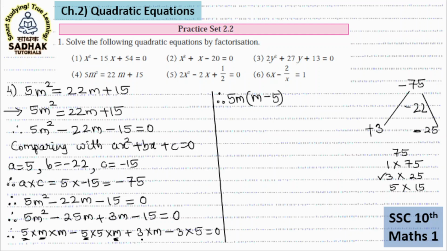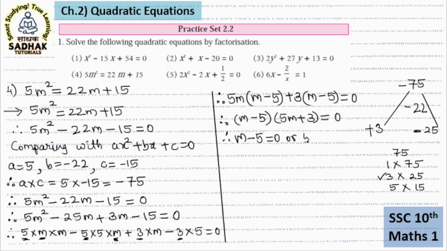Okay, in the third and the fourth term we can see that 3 is common, so plus 3, and in bracket we will get m minus 5 is equal to 0. Okay, so we can see that m minus 5 is common, so we will take it outside, m minus 5 as common, and whatever is not common, 5m plus 3, that will be in another bracket. Okay, so we see that the product of these two terms is 0. That means either m minus 5 is equal to 0 or 5m plus 3 is equal to 0.